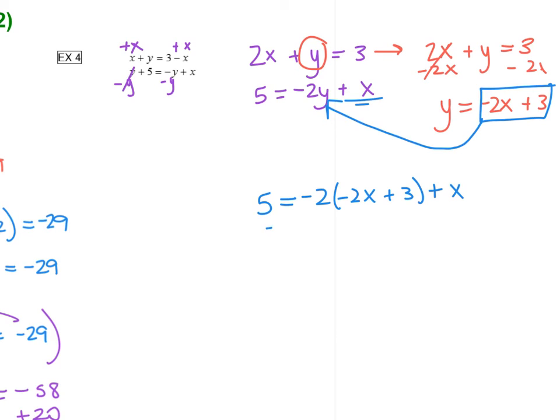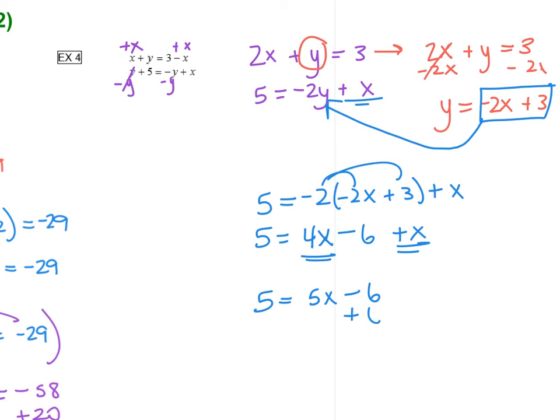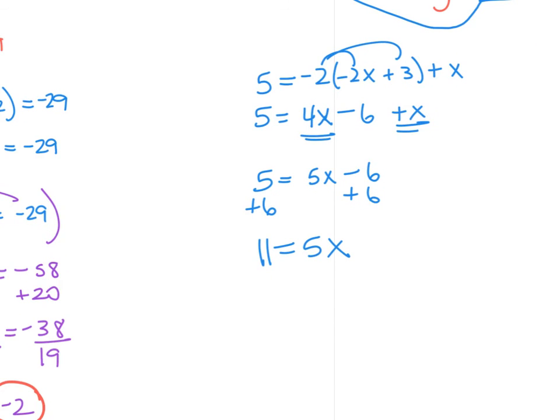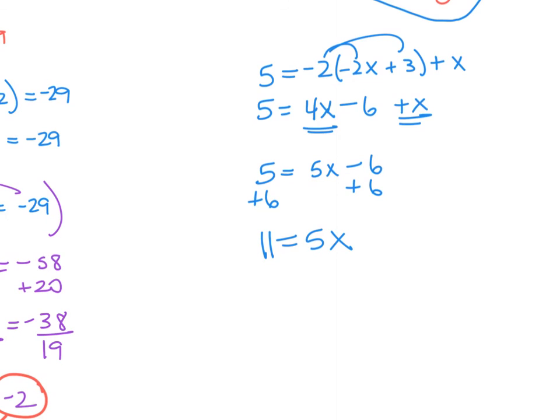All right, let's solve this. Distribute that negative 2. Negative 2 times negative 2x is a positive 4x. Negative 2 times 3 is a negative 6 plus x. So we've got 4x plus x on the same side, so we'll just combine those. 4x plus 1x is 5x minus 6. Let's go ahead and add 6 to both sides. So we have 11 is equal to 5x. And then divide both sides by 5, so x is equal to 11/5.